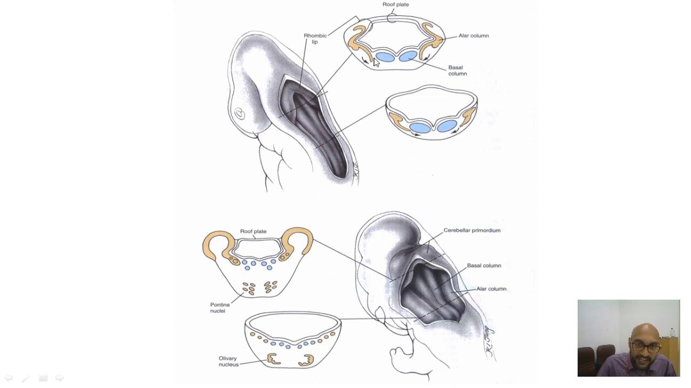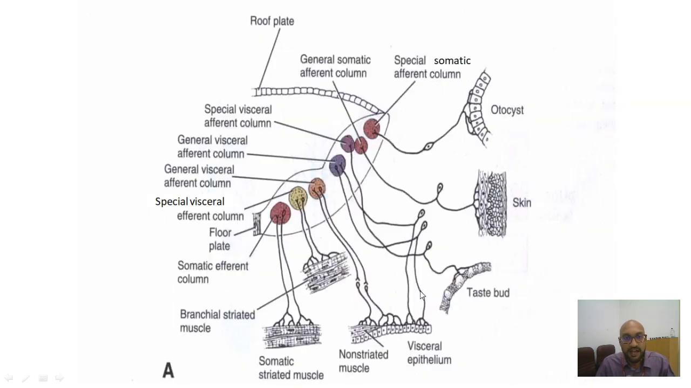And you can see that now, instead of 4 functional columns, what we get are about 7 functional columns in the region of the brainstem. And these functional columns, if you start from lateral to medial, would be the special somatic afferent, which is meant for sensations like hearing and balance. Then we get the general somatic afferent column, which is again the same as what you got in the spinal cord for general sensations like pain, temperature, pressure, touch, proprioception, and so on.